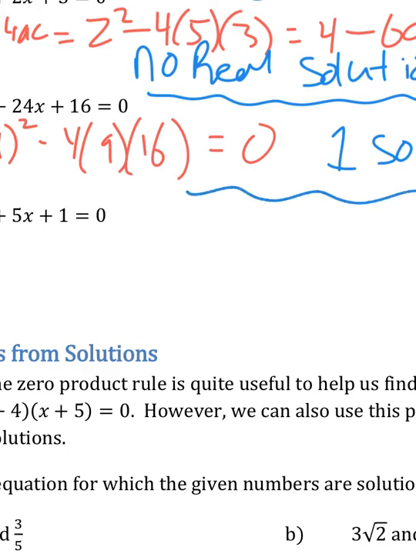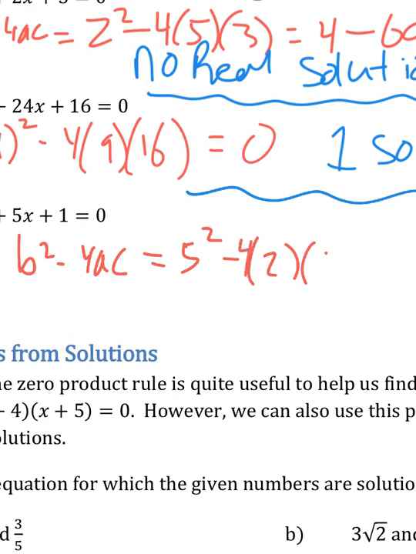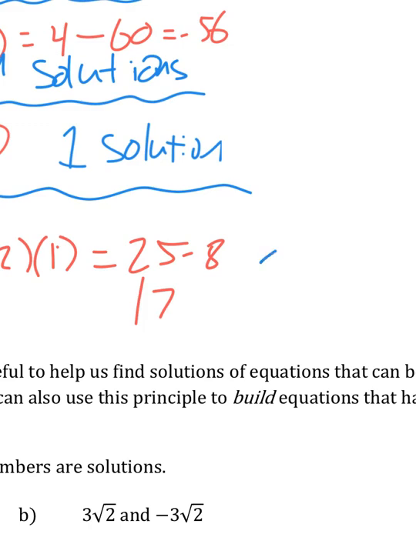And last but not least, b squared minus 4ac. 5 squared minus 4 times 2 times 1. That looking like a positive number, right? 17. Yeah, okay. So 25 minus 8, 17. 2 solutions, okay? That's the key.